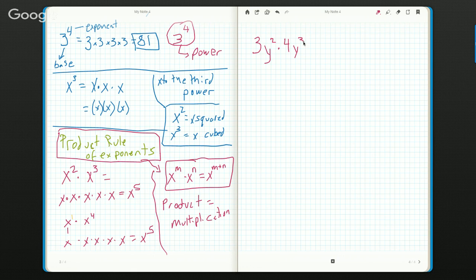4y to the third. Well, we're going to use this product rule of exponents, but we can just expand this out as well to solve this. And let's just see how we do it both ways. Let's expand it and then contract it.